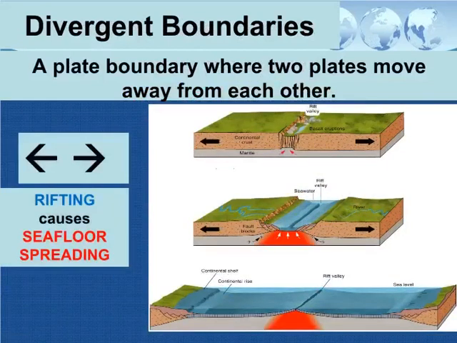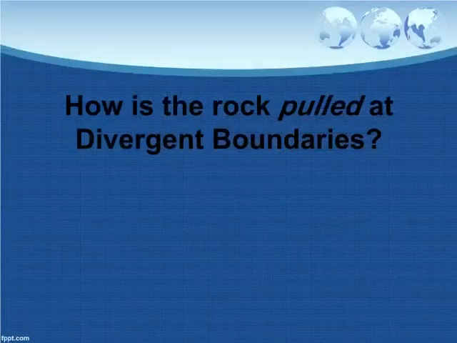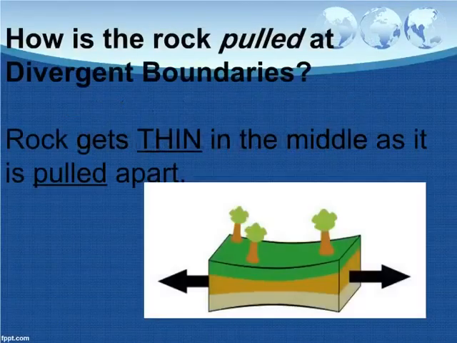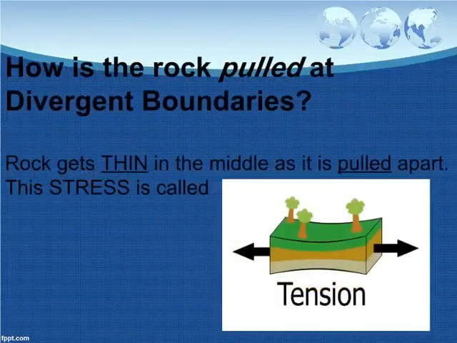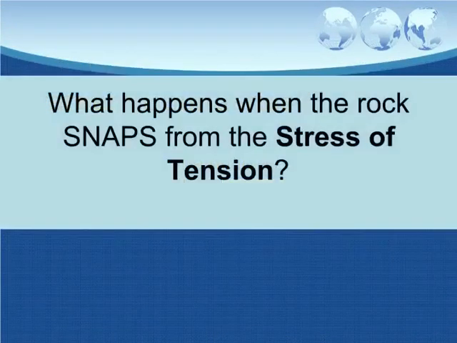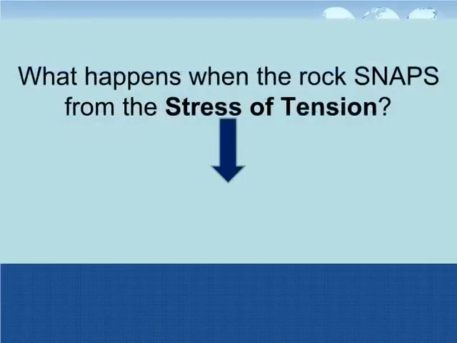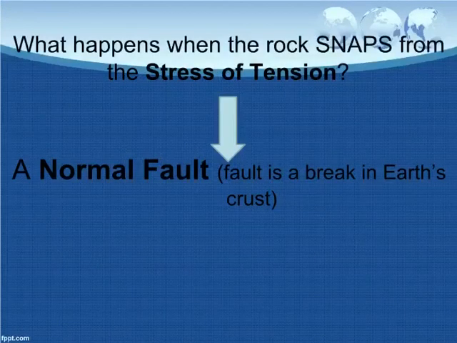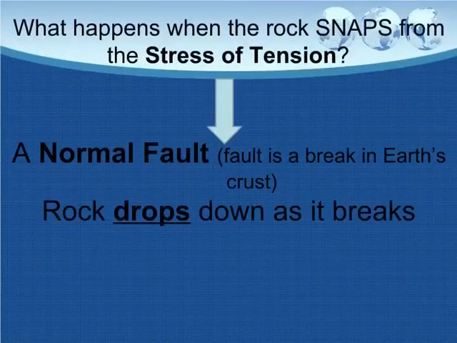Rifting causes seafloor spreading. How is the rock pulled at divergent boundaries? Rock gets thin in the middle as it is pulled apart. This stress is called tension. Let's see how. A normal fault is a break in Earth's crust. Rock drops down as it breaks.